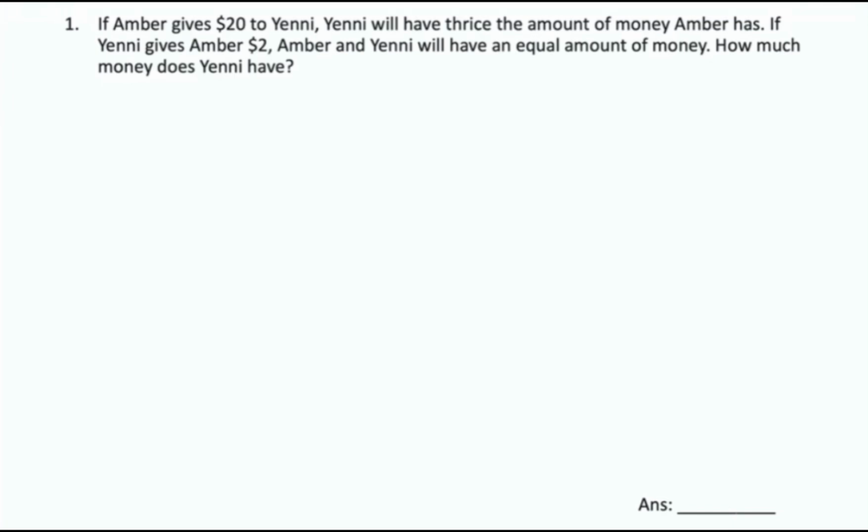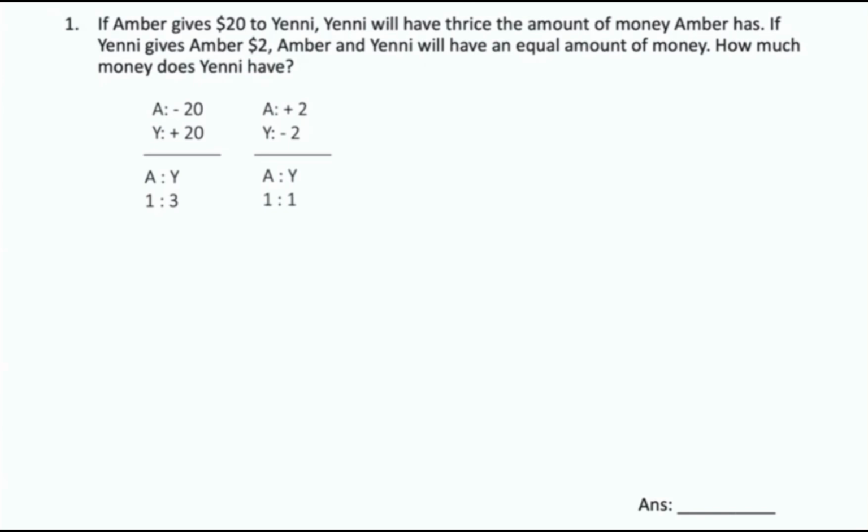So the first scenario is that if Amber gives $20 to Yenny, so Amber will minus 20, Yenny plus 20. This is how you describe your scenario, okay? This is how I record it. Yenny will have twice the amount of money Amber has. So you do this ratio. Yenny twice, Amber 1. Now, the second scenario is Yenny gives Amber $2, so Yenny minus 2, Amber plus 2, and Amber and Yenny will have an equal amount, so the ratio will be 1:1.